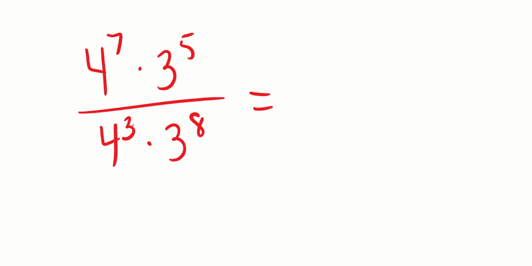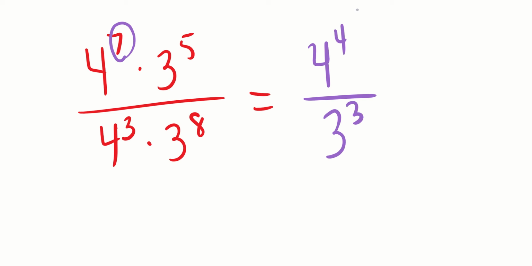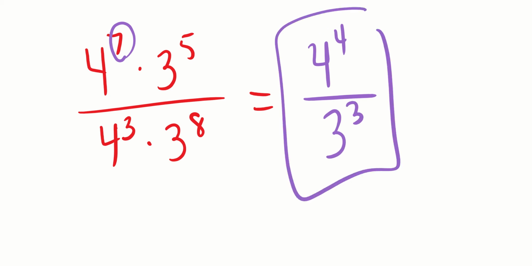So 7 minus 3, I'm looking at the base of 4. 7's bigger, so it's going to go on top. For the 5 minus 8, well, the answer is bigger on bottom, so 3 to the 3rd is going to go on bottom. I can't combine that any further because bases of 4 and 3 are different.